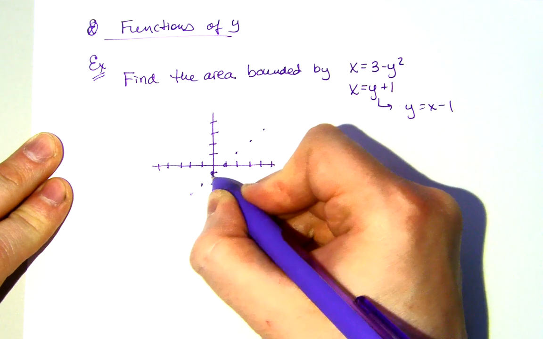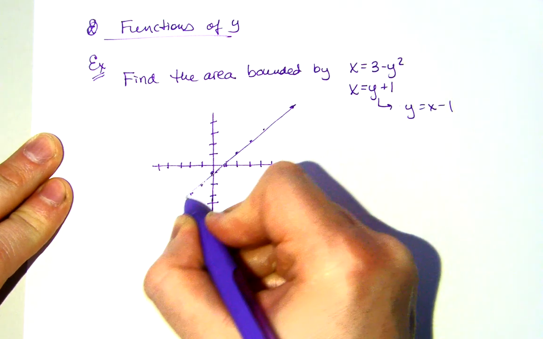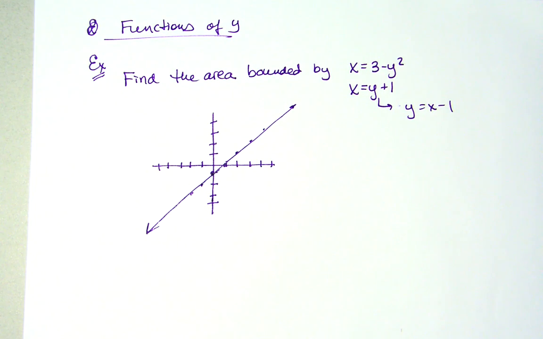A point here, a point there. You should have something like this. Of course you should. You should be able to graph lines. That's not a big deal. As for the other one, to graph x equals 3 minus y squared, I think you know the basic shape. The shape would be a what? It would be a parabola.